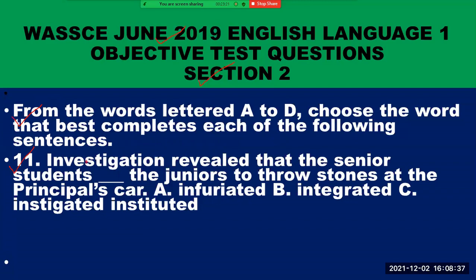So we are speaking authoritatively here, giving you the recurring patterns and showing you the secrets of how these questions occur, how the various topics under each section, the kind of questions that occur, and this will simplify your preparation for the exam. Now, question number 11, investigation revealed that the senior students dashed the juniors to throw stones at the principal's car. A, infuriated, B, integrated, C, instigated, and D, instituted.